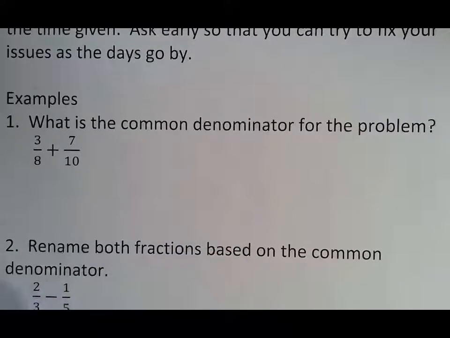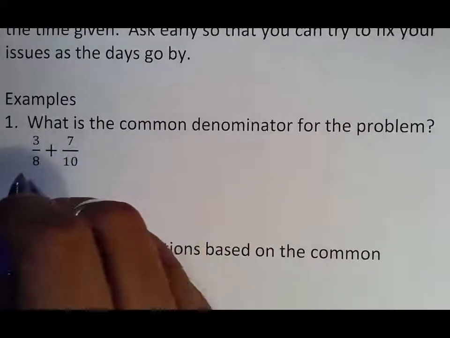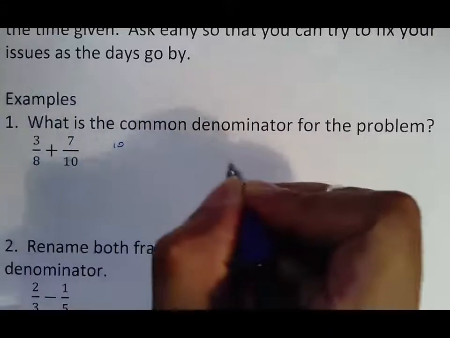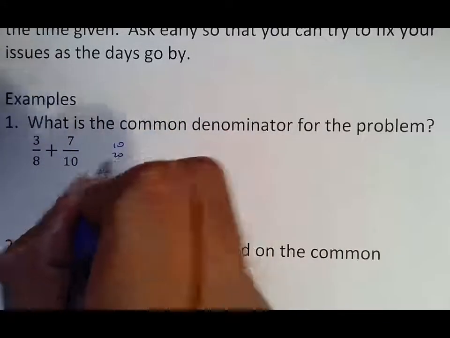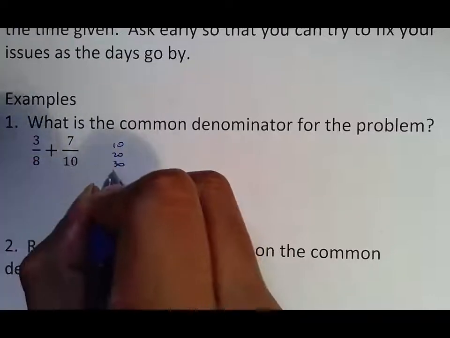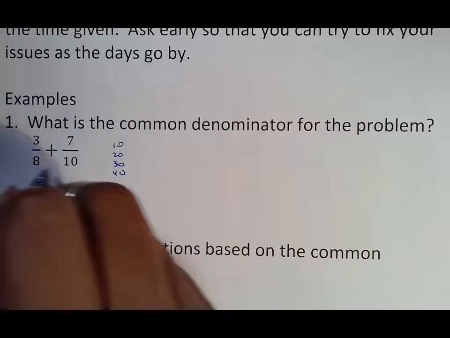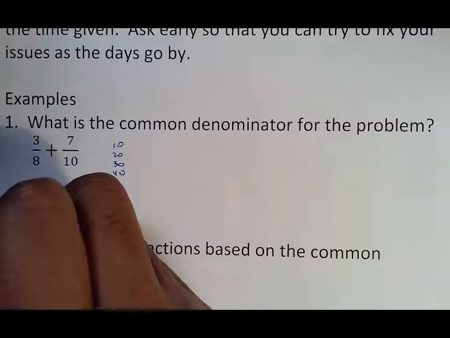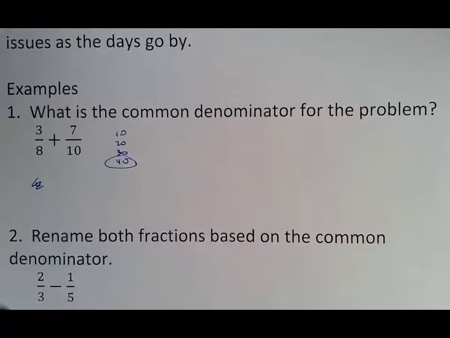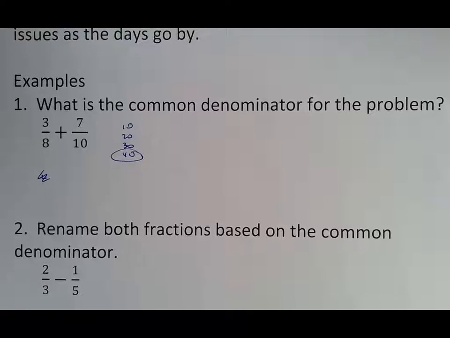So again, common denominator, we are looking at 3/8 and 7/10. 10. 8 doesn't go into 10. Second multiple of 10 is 20. 8 doesn't go into 20. Third multiple of 10 is 30. No. Next is 40. 8 does go into 40 because 8 times 5 is 40. So 40, as it's just asking for the common denominator, would be our part there.